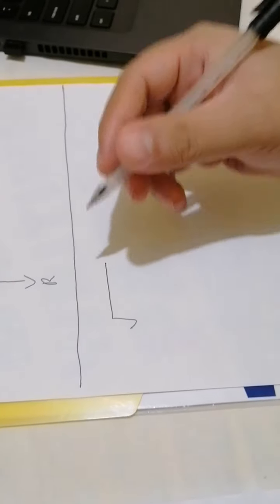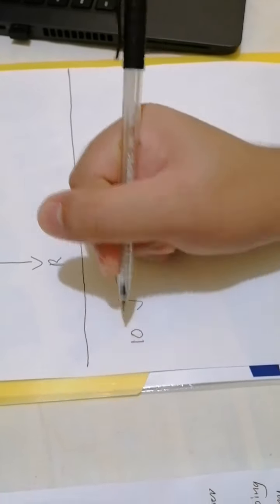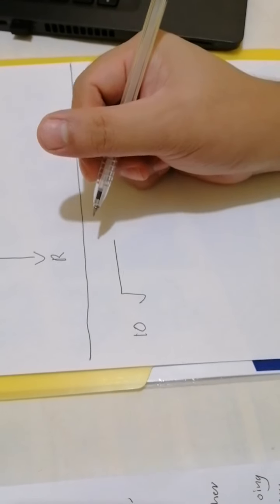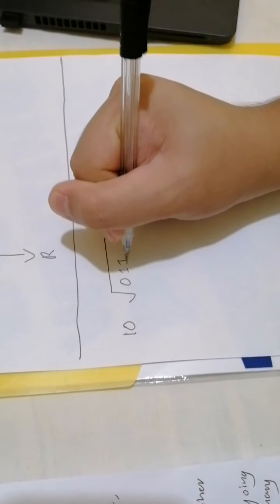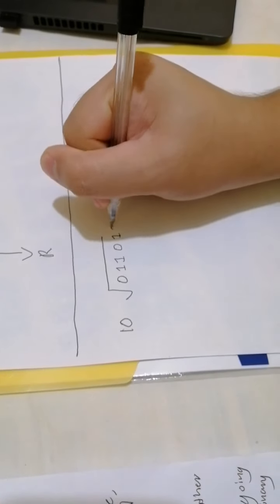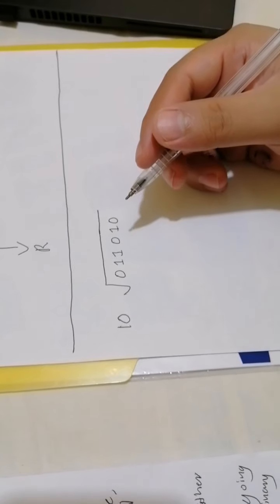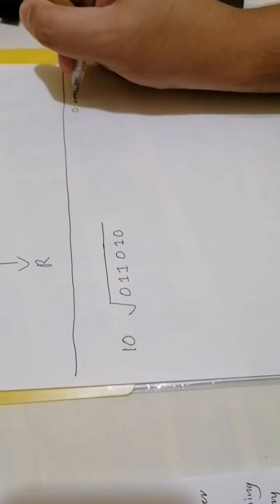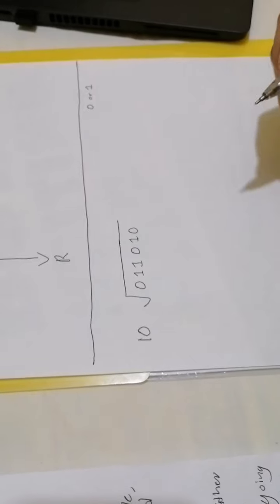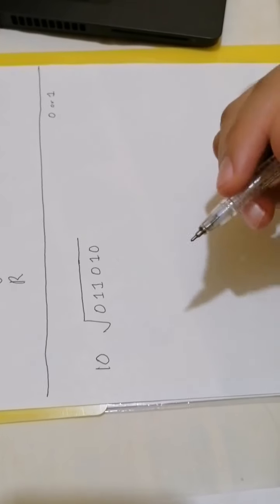So we have the binary number 10, the divisor, on the outside. On the inside, the dividend 011010. Now, the quotient has two possibilities. The numbers on the top can either be 0 or 1. So how can we tell which one it's going to be?